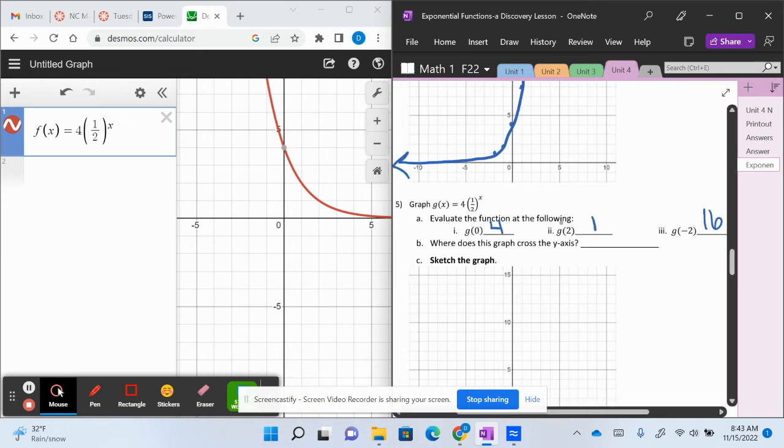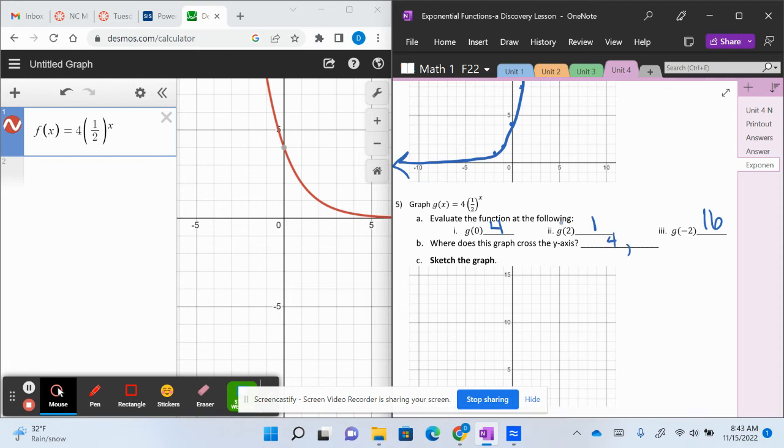So where does this graph cross the y-axis? At 4. So it looks like y equals a times b to the x power. It looks like a is the y-intercept, doesn't it? I think every single time the number outside the parenthesis is where we cross the y-axis. And if there is no number outside the parenthesis, it's understood that that number is a 1, which is why on the first 2 examples we crossed the y-axis at 1. Okay.